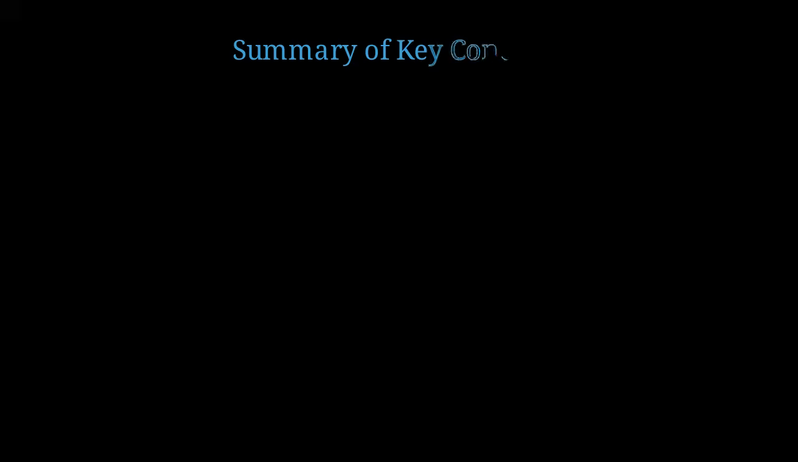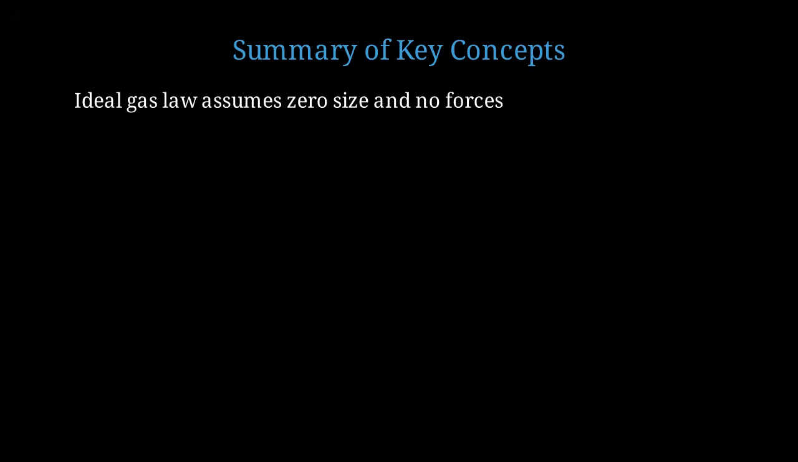Let me summarize the key concepts we've covered. The ideal gas law assumes molecules have zero volume and no intermolecular forces. These assumptions work at high temperature and low pressure. Real gases show dramatic deviations at high pressure or low temperature. They compress more easily than predicted, then suddenly resist compression.